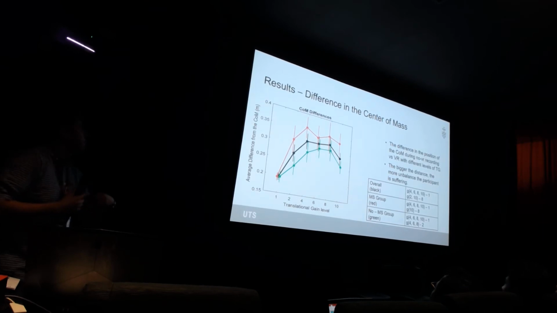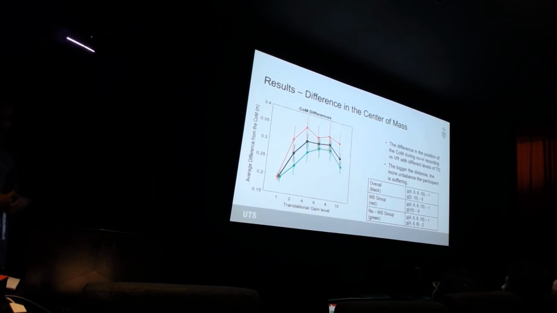And here are the results from the center of mass. Again, the bigger the difference in the center of mass means the more issues the participant is having on walking under this level of TG. If you see the results from the motion sickness group, you can see how from level 1 to level 2, there's a huge difference on center of mass, and it stays up.